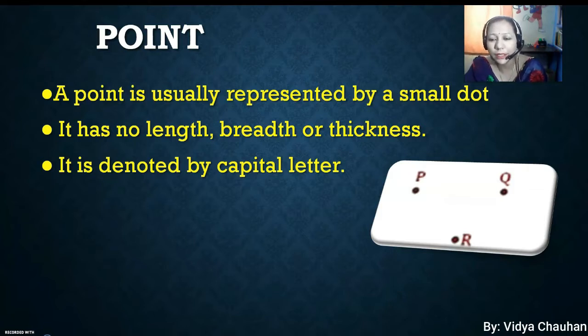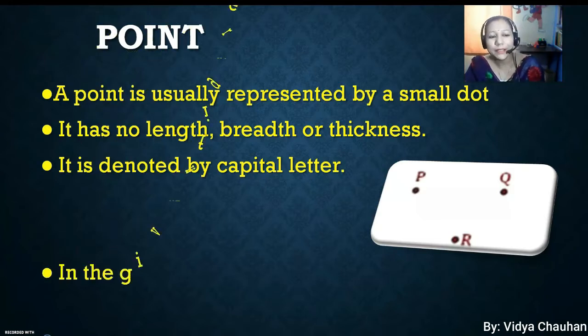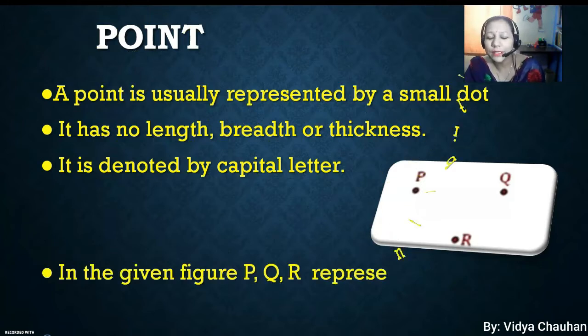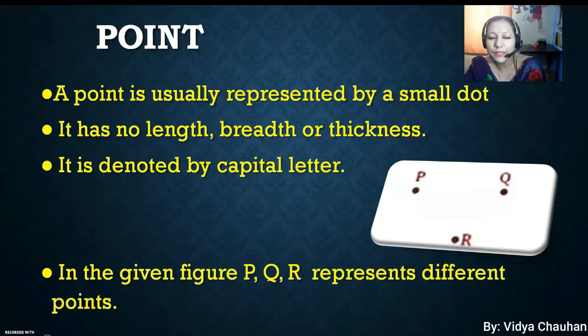As you can see in the image, there are 3 points, P, Q and R, and they are all denoted by capital letters. In the given figure, you can see that P, Q, R represent 3 different points. So this is how we represent a point on a surface or any plane.